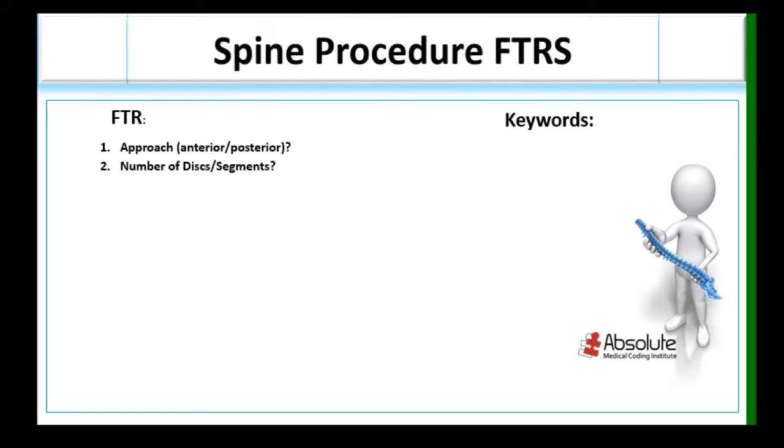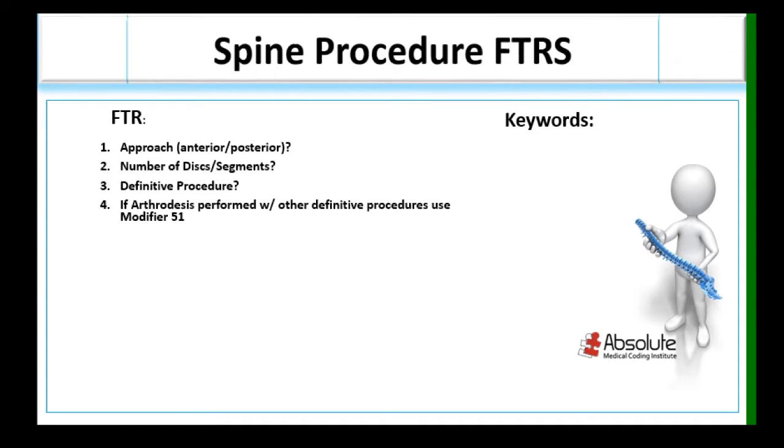Next, you'll need to know the number of discs and/or segments that you're coding for. Number 3, you need to know if a definitive procedure is being carried out and which one. Number 4, if arthrodesis is performed with other definitive procedures, you're going to need to use modifier 51. You're going to have to append that modifier 51 to the arthrodesis procedure. Was instrumentation used? Was bone graft used? All right, so that's pretty straightforward.